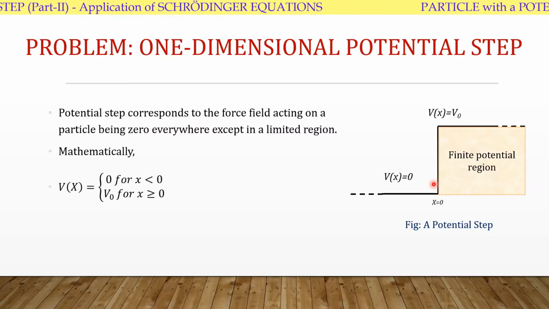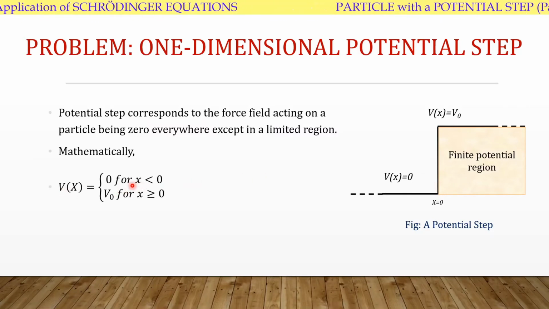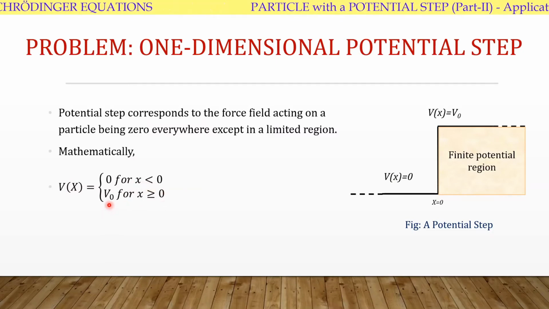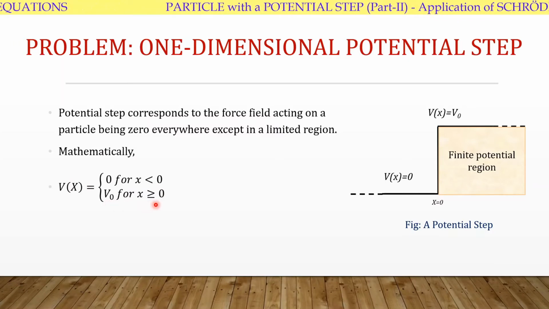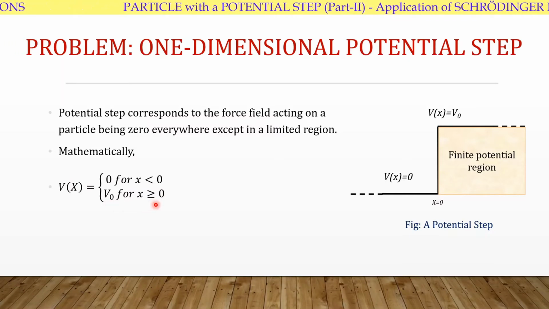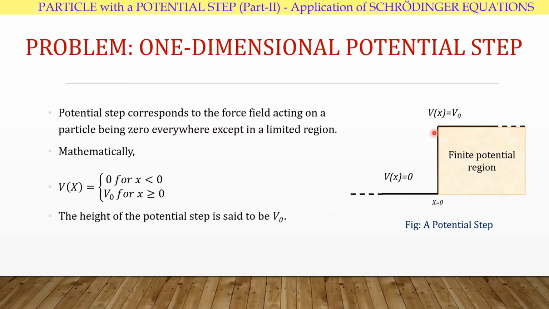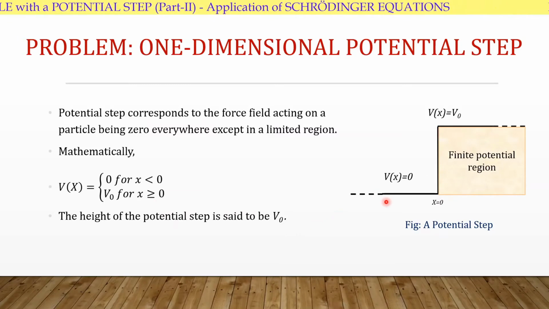Mathematically, this problem can be written as that potential is 0 for x less than 0 and potential becomes V naught, finite potential, for all x greater than or equal to 0. Here the height of the potential can also be set to V naught as shown in the figure.